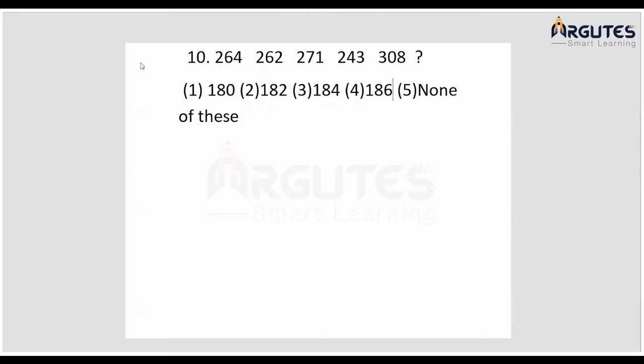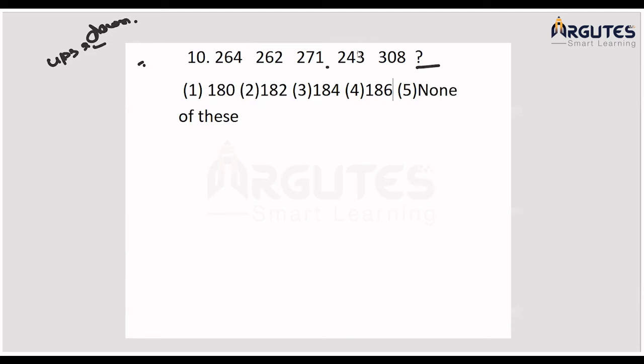Now again the second question on this ups and down series. The series is of the nature 264, 262, 271, 243, 308. Now what will be the next term? So here as we look, it's decreasing, then increasing, then decreasing, then increasing. So we came to know that it's ups and down. Now here is 308, and is there any relationship between 243 and 308 in the multiplication part or the division part? No, it doesn't seem to be.